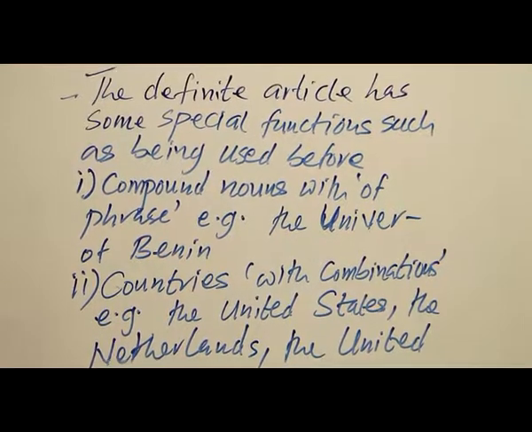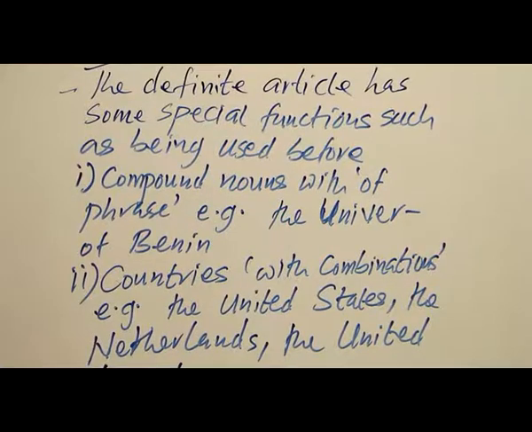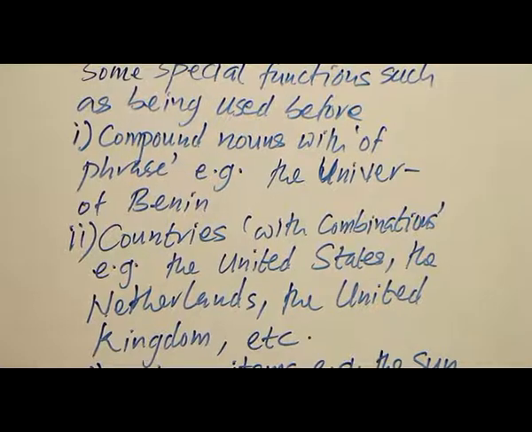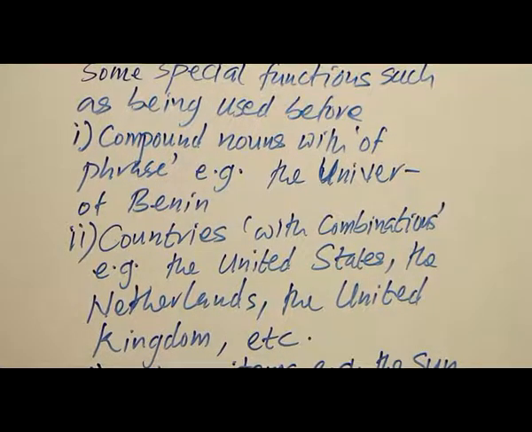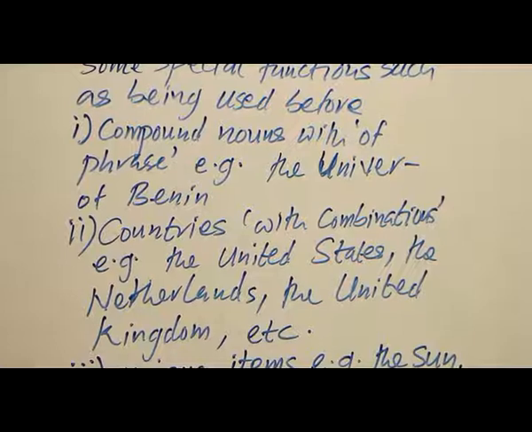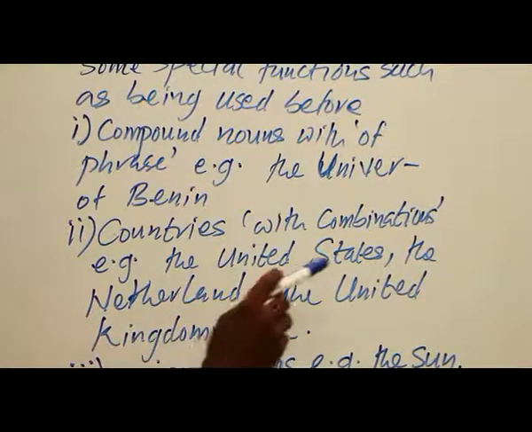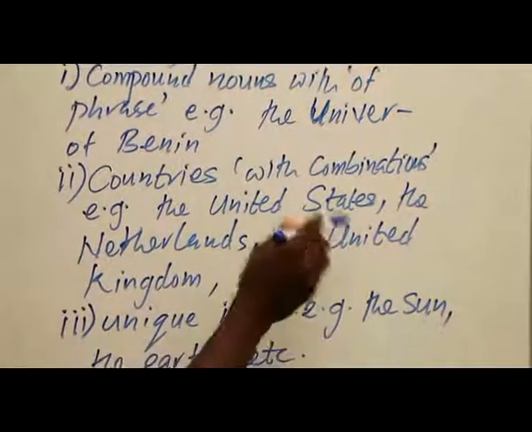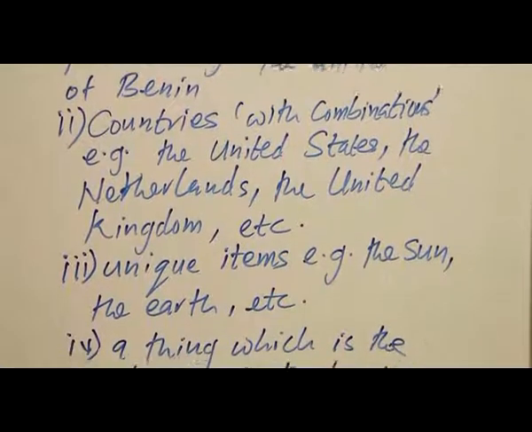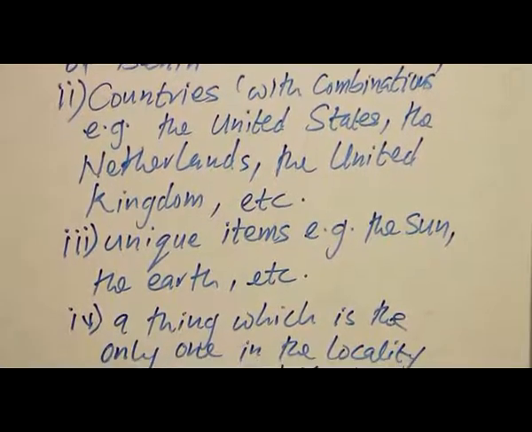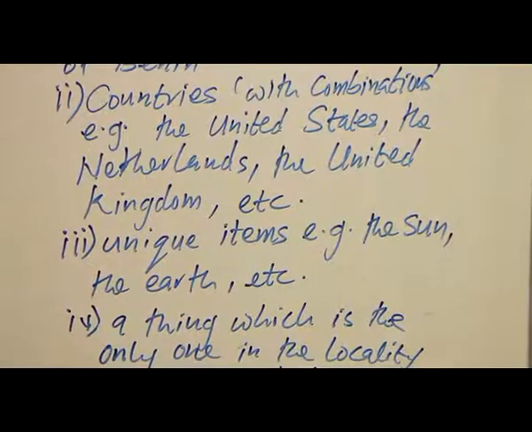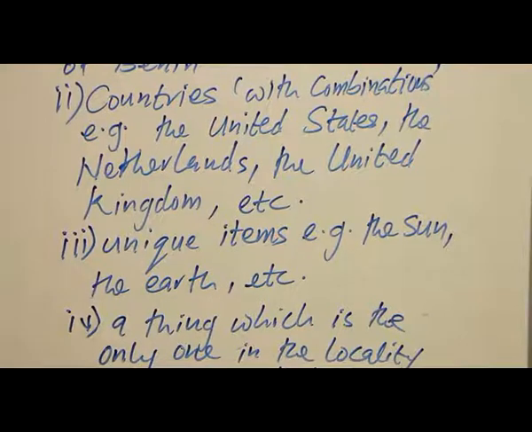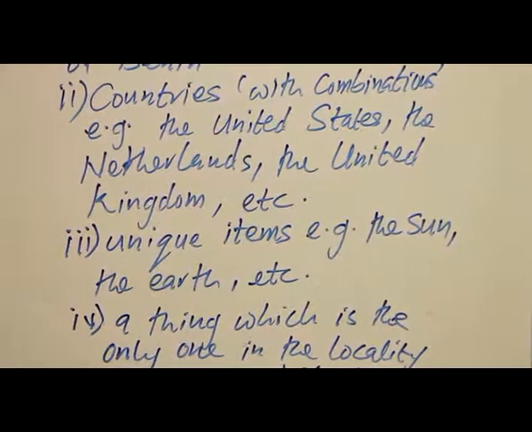We also use the definite article before countries with combinations. That is, if you have a country that seems to be a combination of lands, then in most cases you use the definite article before such countries, such as the United States, the Netherlands, the United Kingdom. So you can see that in the United States, a number of states or lands have come together. The Netherlands, a number of lands have come together. United Kingdom, a number of lands have come together to form a kingdom. The Philippines and some others. So take note of that.